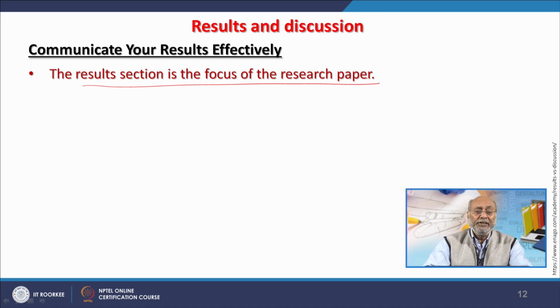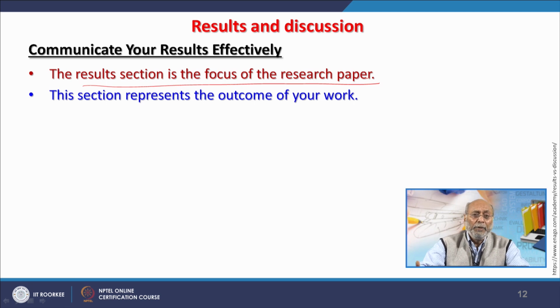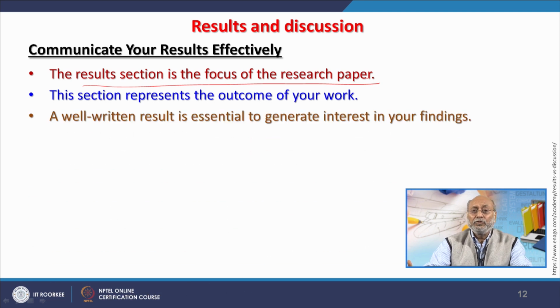So, this is basically the focus of the research. You might have set certain objectives, you have the methodology, but what are the results? If results are good, then your paper or manuscript or project will be accepted. So, the results section is the focus of the research paper, and this section represents the outcome of your work. Whatever the output, analysis or data, the results section should show that output. Therefore, a well written results section is essential to keep the interest of the readers and audience in your findings. So, this section should be presented nicely.